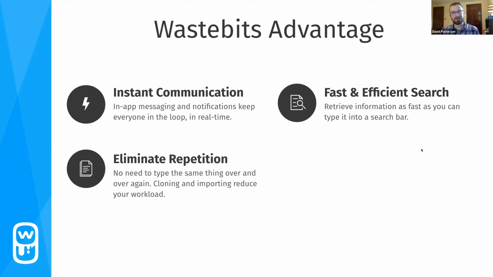We use cutting edge technology to make sure that whatever you're looking for in a list of waste streams, or a list of companies, or a list of users, you're able to get to that information really quickly. And then this slide about eliminating repetition. That's really the essence of what Wastebits brings to the table.